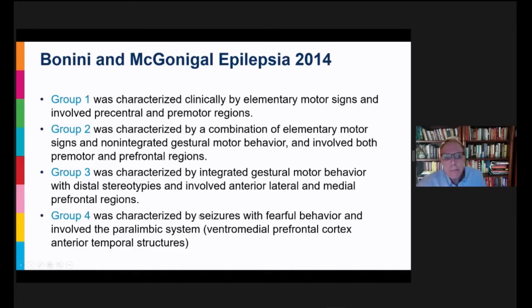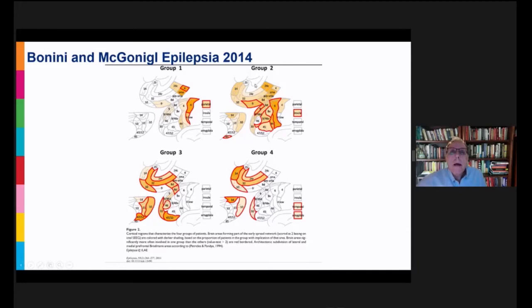I won't go through this, but I do highly recommend looking at the paper by Bonini and Aileen McGonigal. This would be quite helpful when trying to analyze frontal epilepsy and orbital frontal epilepsy.